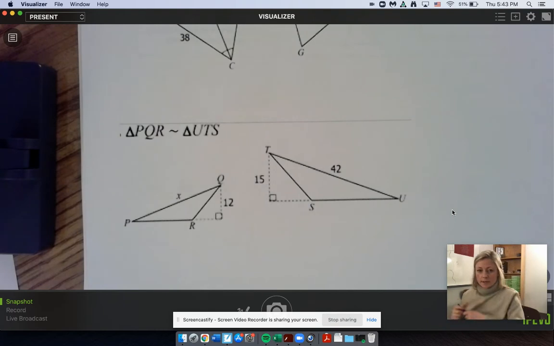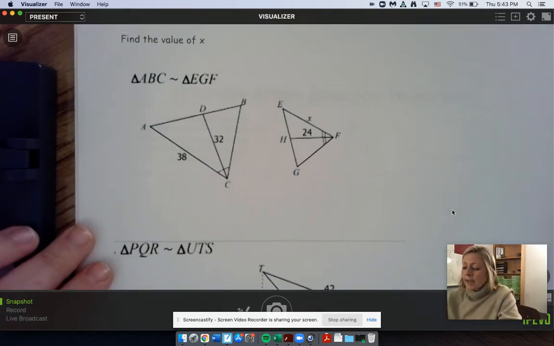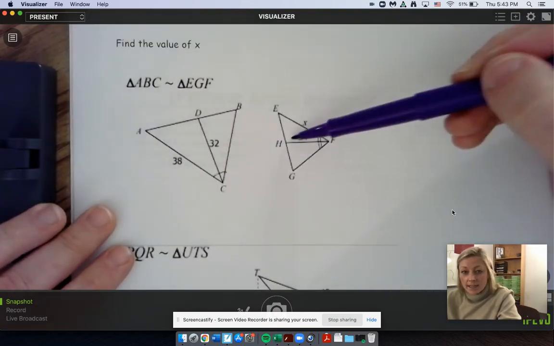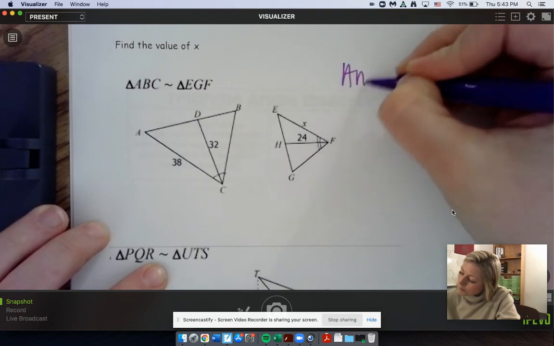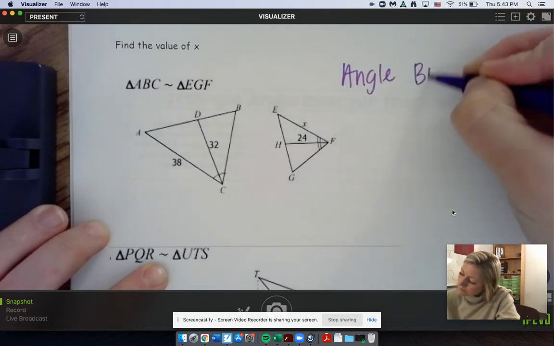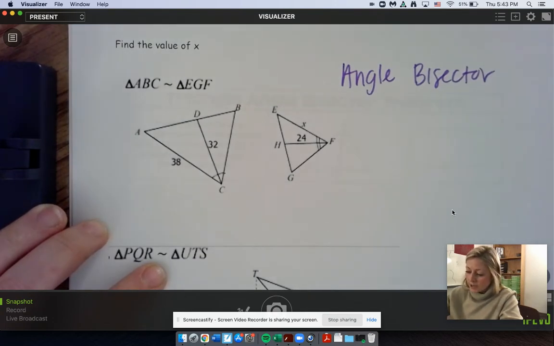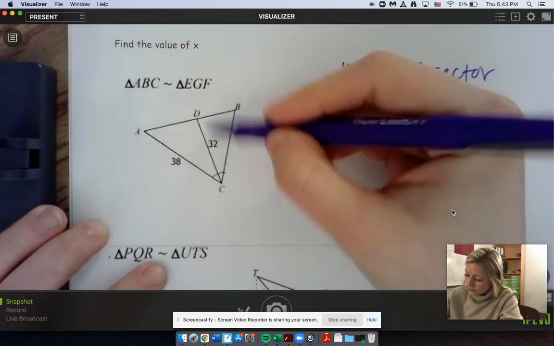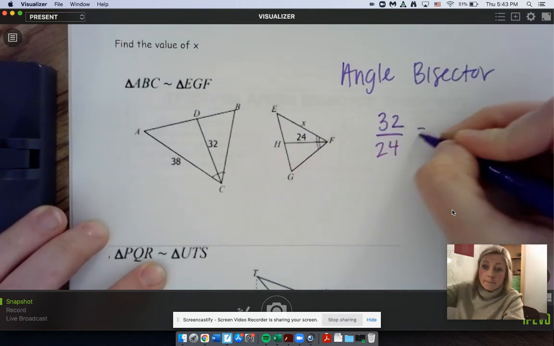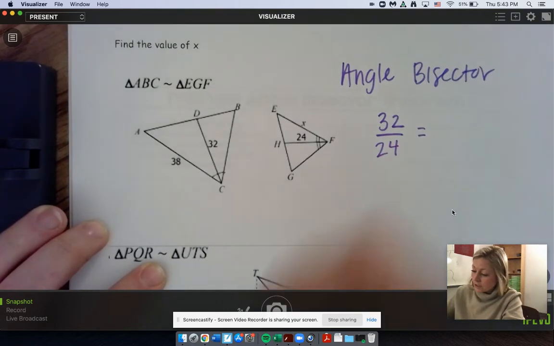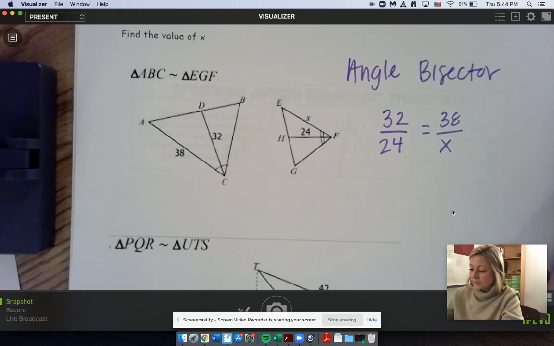Okay, another one here. What kind of segment do we have happening here? It's cutting these two angles in half, right? So those would be our angle bisectors, or an angle bisector. And again, we're going to play the matching game. This angle bisector 32 over this angle bisector 24 is equal to, come back to the triangle you started with, 38 over x. Cross multiply.